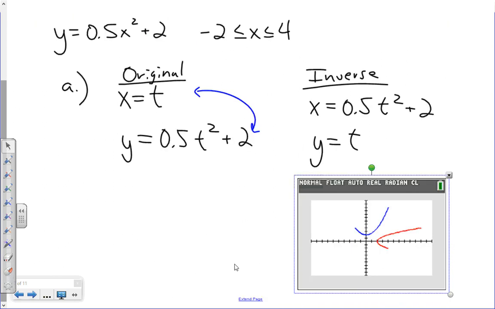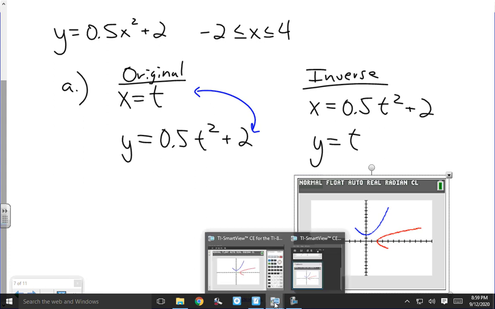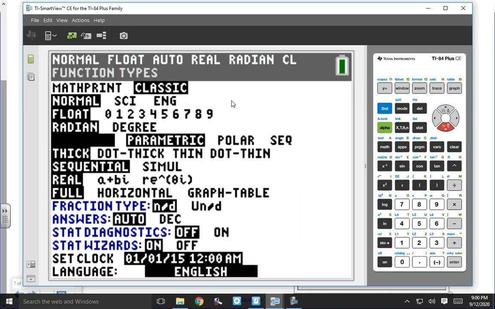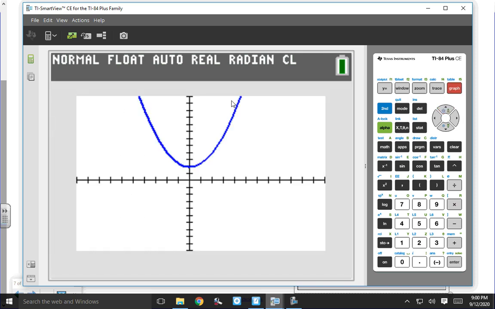All right. Now the other way that you can do this is you actually have a command on your calculator called DrawInv, for inverse. So if we go back to our calculator, I'm going to get out of parametric mode here to do this and go back to function mode. In fact, I'm going to go back to just the original equation here, 0.5 x squared plus 2. I'm going to go ahead and put that in y1 so you can see what that looks like. Again, if you want to get a square window in there, that's fine too, but I'm just going to do this in this window here.